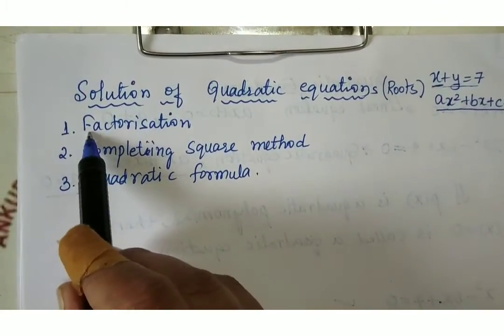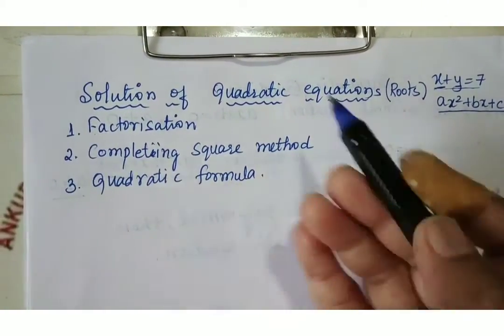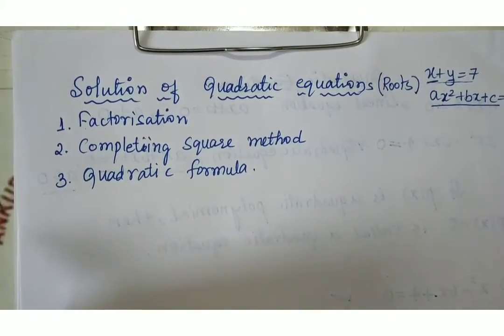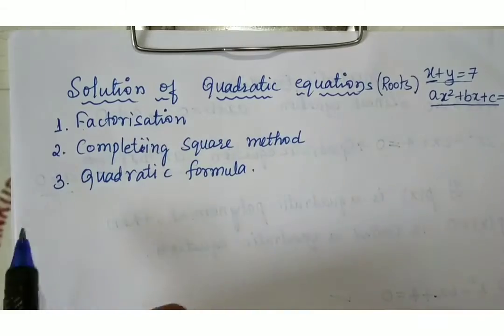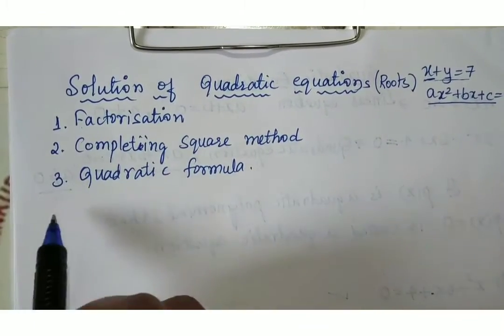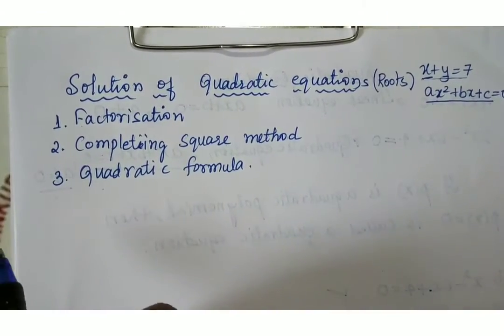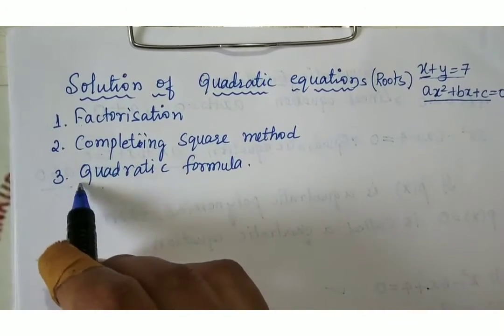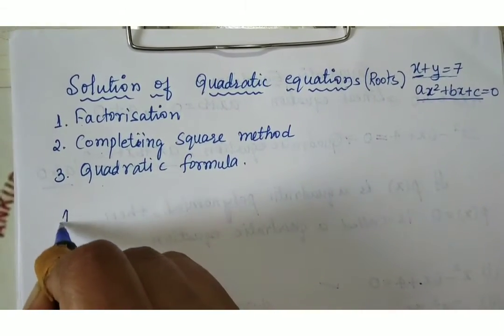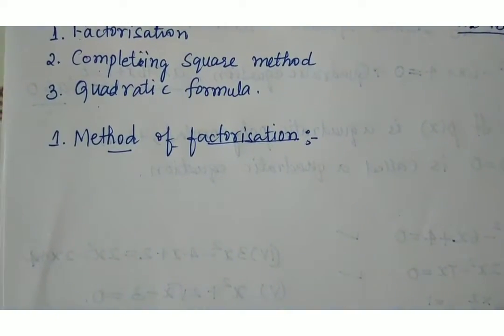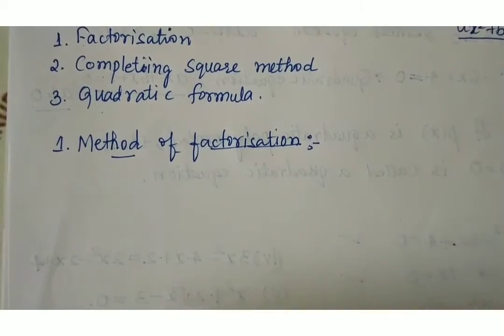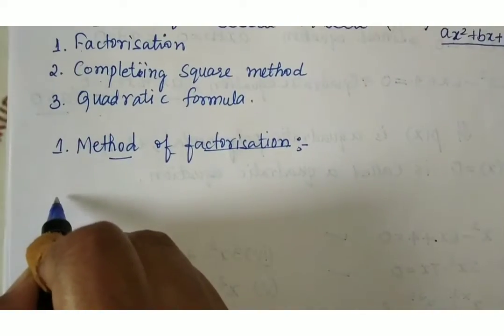The first method is factorization. We already learned this in the polynomials chapter, but still we will be learning it again. Factorization, the completing the square method, and the quadratic formula. Now these three different methods are there. First let us learn the first method, that is the method of factorization. This is the first method. For this let us take one example.